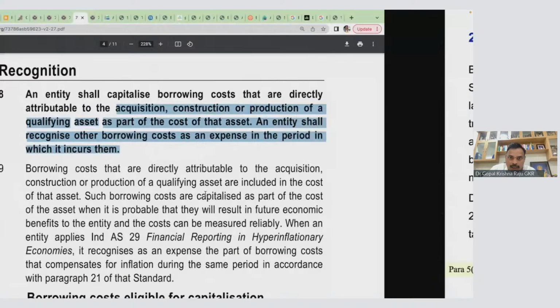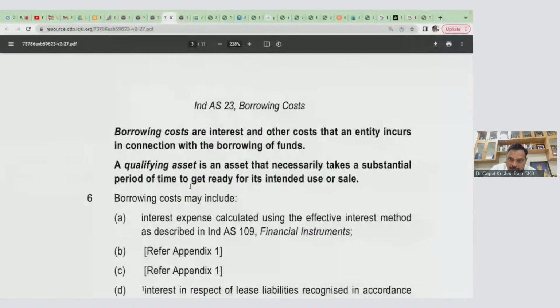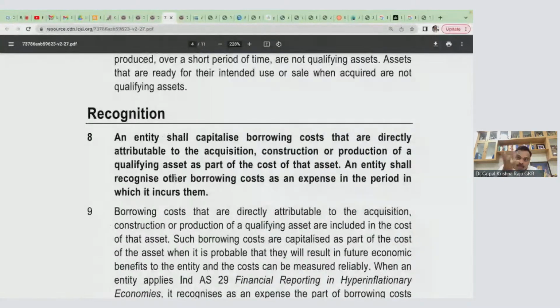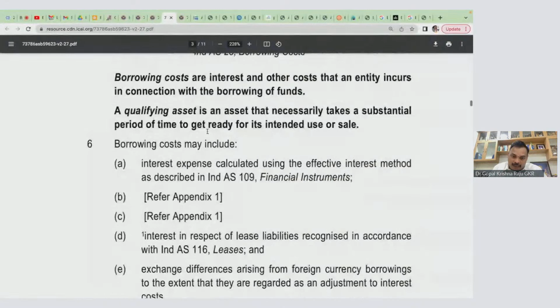So now you have understood one thing. What is meant by a substantial period of time? The standard is silent. Now I want to make one more observation here. Depending on the circumstances, any of the following may be a qualifying asset, like inventory. With inventory, you may have a regular time period to actually produce it. For example, you borrow working capital and use it for manufacturing, and you make the product and it is ready for use. It takes a working capital cycle of say 6 months or 3 months.